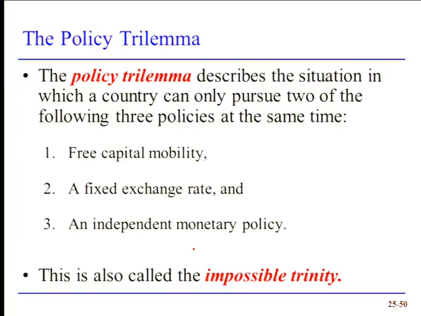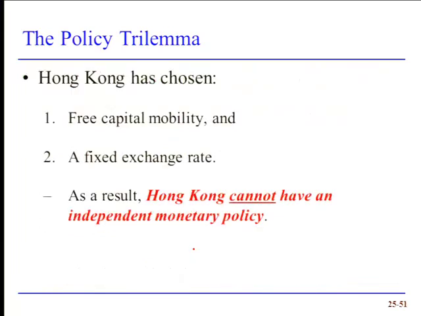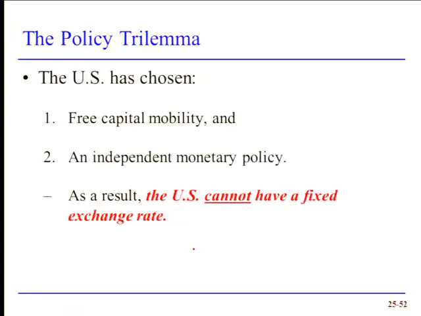Okay, so the policy trilemma says, okay, we got three things: perfect capital mobility, a fixed exchange rate, independent monetary policy. Pick any two. I don't care which two you pick, but you can only have two. So the decision Hong Kong made, perfect capital mobility and a fixed exchange rate. So by definition, then, they cannot have an independent monetary policy. The U.S. made a different choice. The U.S. decided to have perfect capital mobility and an independent monetary policy. So the U.S. cannot have a fixed exchange rate. That's why the dollar bounces around all the time.